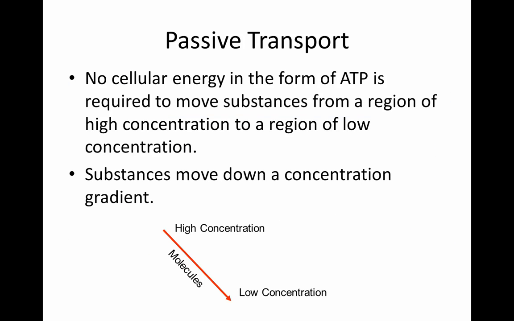The first type of transport is passive, meaning that no cellular energy in the form of ATP is required to move substances from a region of high concentration to a region of low concentration. Substances move down a concentration gradient. Think of it like this. It's easy to roll down a hill, but think about the work required to go uphill.